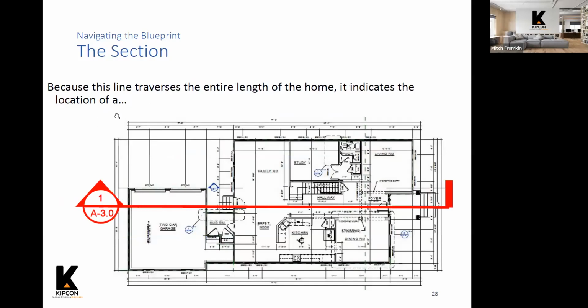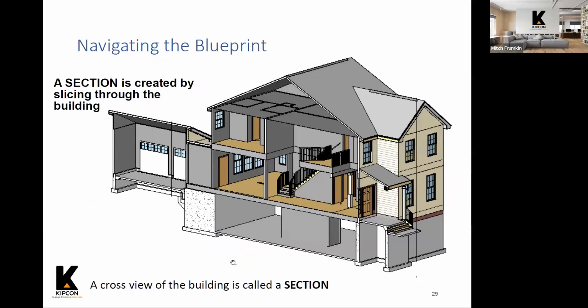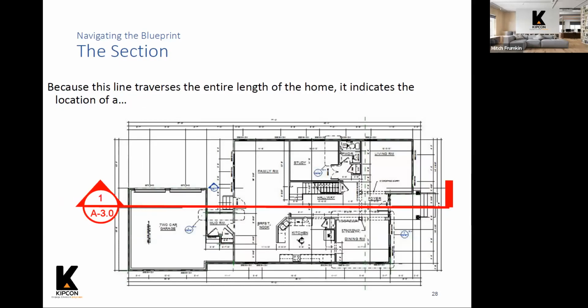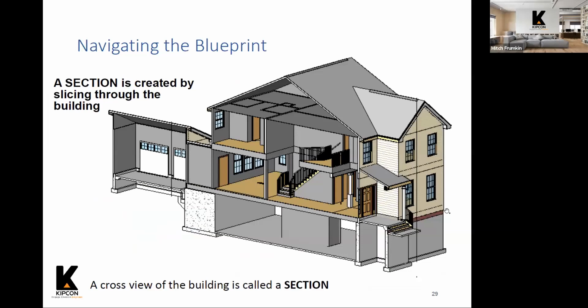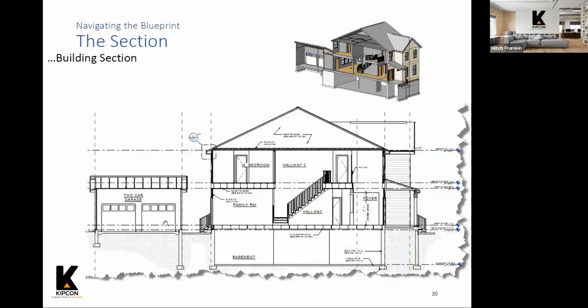Oh, I see this section. Yeah, the line traverses the entire building on the floor plan. So it indicates the location of a section through the building. Here's our isometric view. You wouldn't typically see this type of view in a plan set, but it's showing you what it would look like if you were to take that building and cut it open along that line and look inside. This is where that line falls within the building. So you're going to be able to see inside the building, if you will, and what those dimensions are.